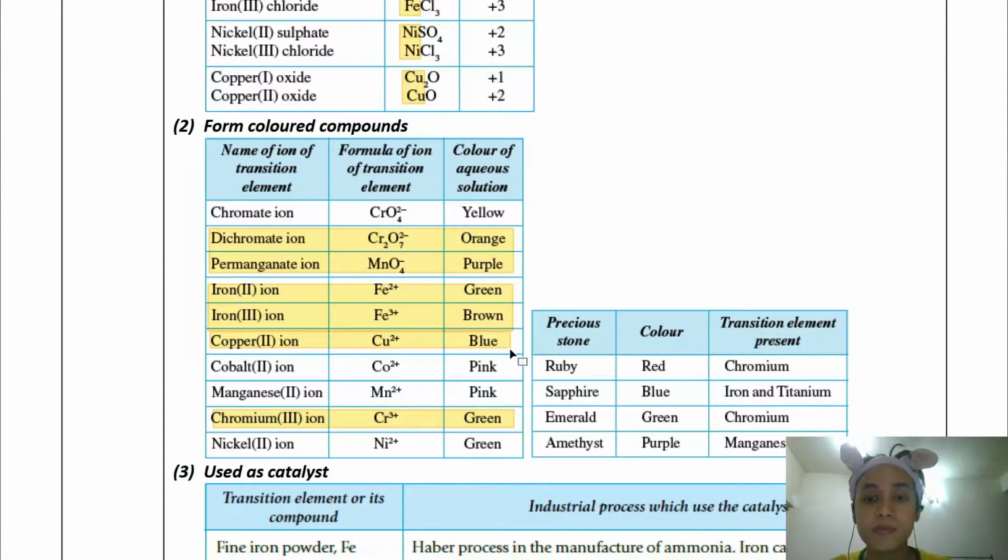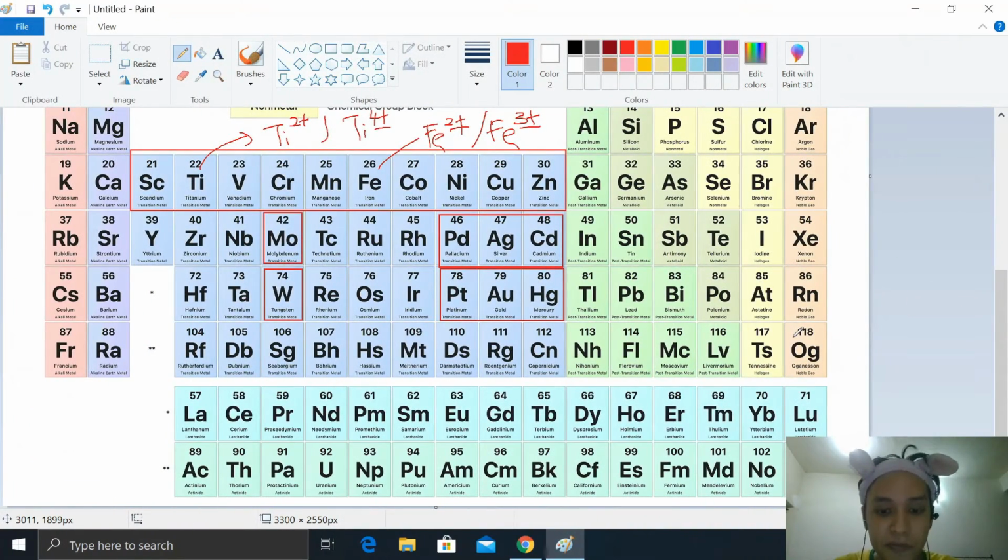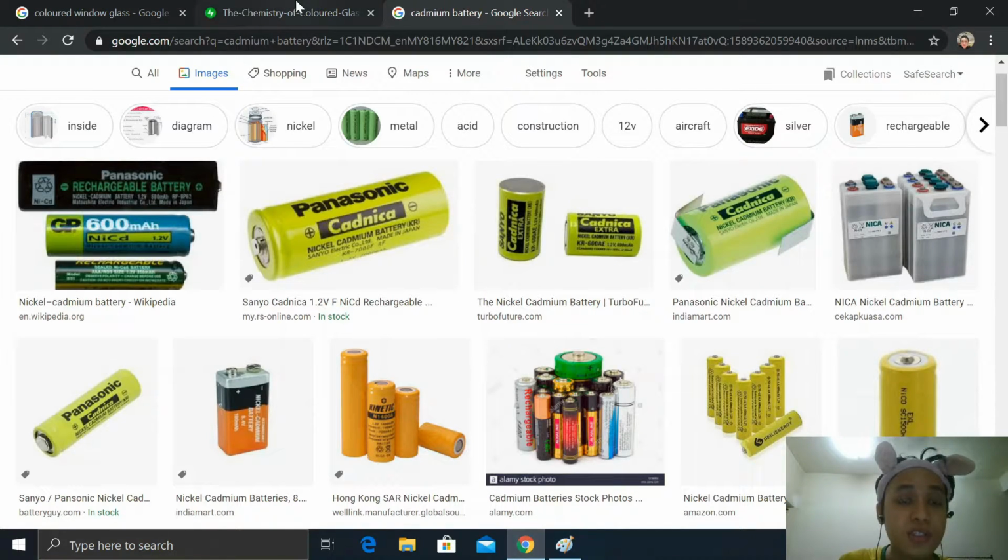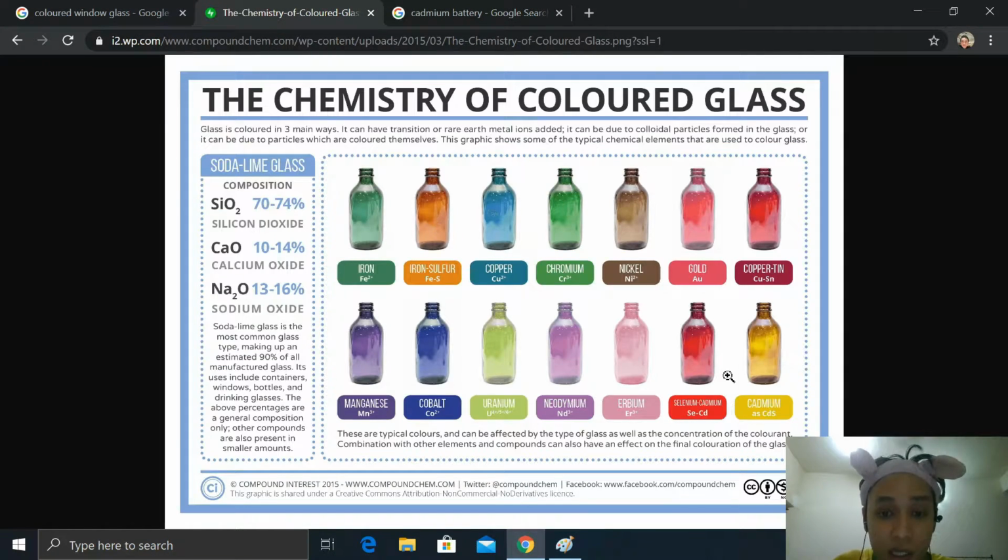Blue color. And then if you notice your stones, ruby, sapphire, emerald, amethyst, so what are all these things? Many different stones have many different colors. It's because of the transition elements inside the stone. So a lot of things in your daily life, you will see a lot of uses of your transition elements.